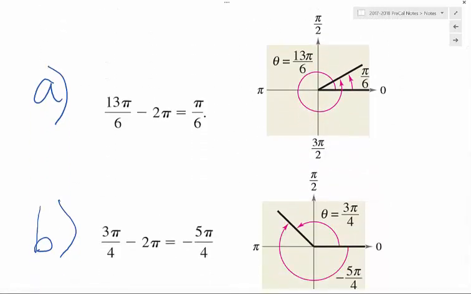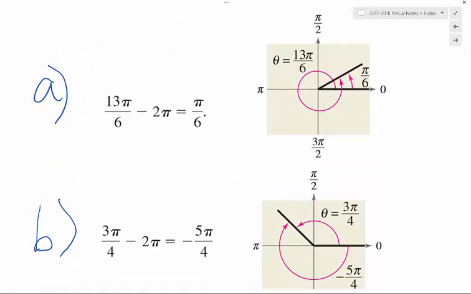So for the first one, 13 pi over 6. If I were to put this in terms of degrees, let's see here, take away the pi's, that becomes 30. So I would have 390 degrees is basically what this is.